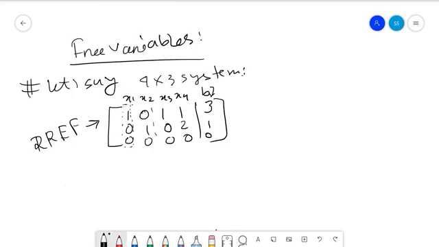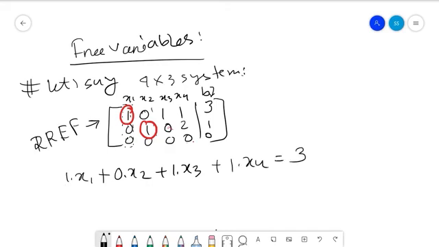As you can see, we have 2 pivots, this one and this one, but notice that there are no pivots over here. So what that means will be clear in a few seconds. Let's try to write down the equation that this reduced row echelon form gives us. This will be 1 times x1, 0 times x2, 1 times x3, and 1 times x4, which equals 3.